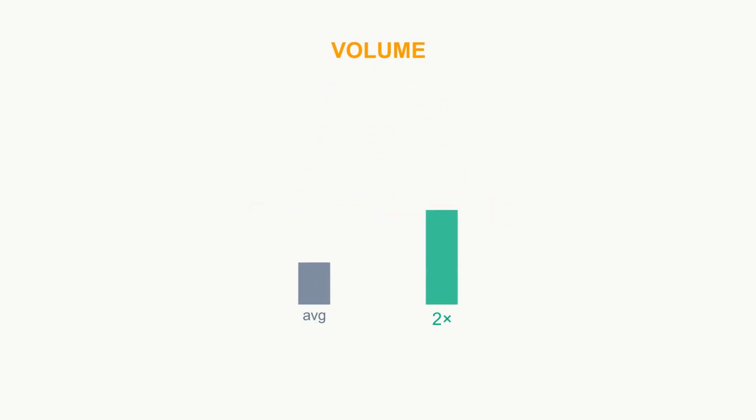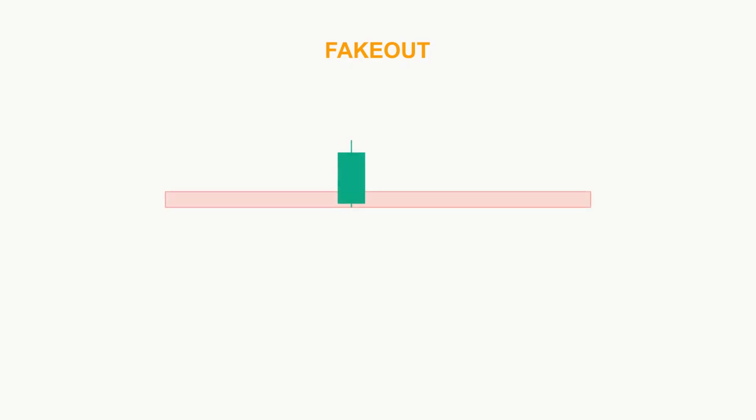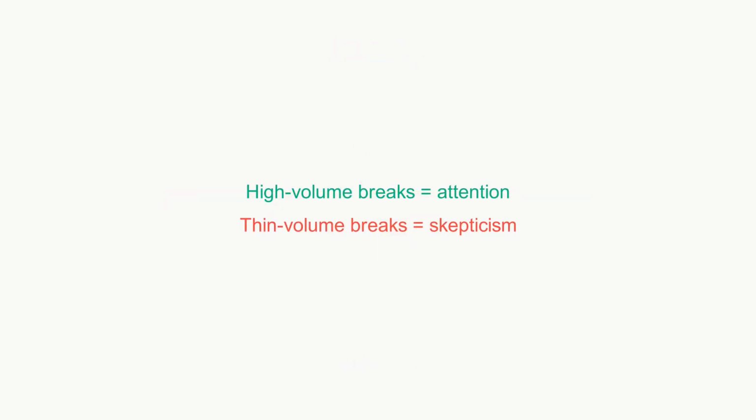The single best confirmation of a real break is volume. 1.5 to 2 times average volume means new money is entering. That break is real. A fake out is a false break. Price pierces the level, pulls in traders who believe the break is real, then reverses back. The tell is simple: thin volume on the break candle, a sharp reversal on the next. High volume breaks deserve attention. Thin volume breaks deserve skepticism.